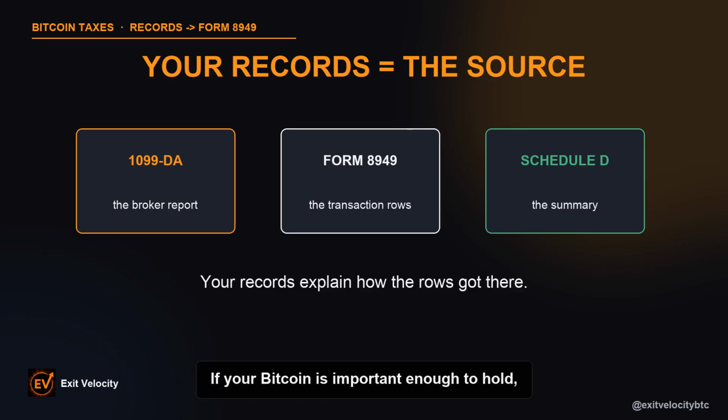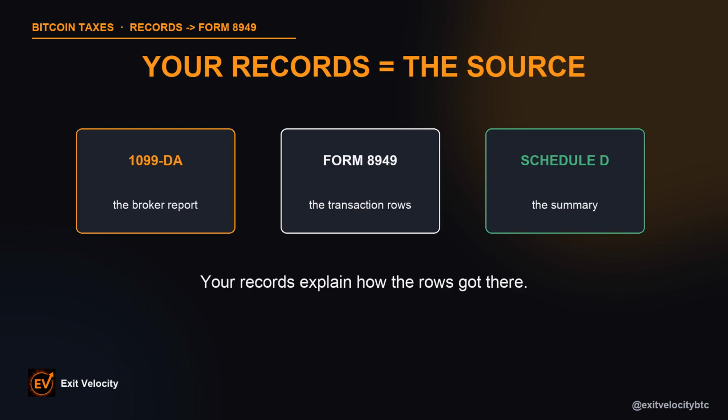If your Bitcoin is important enough to hold, it is important enough to document. Not because paperwork is fun, but because future you deserves a clean answer when the form shows up, and because the exchange said so is not a record-keeping strategy.